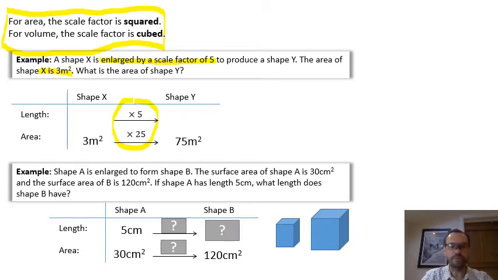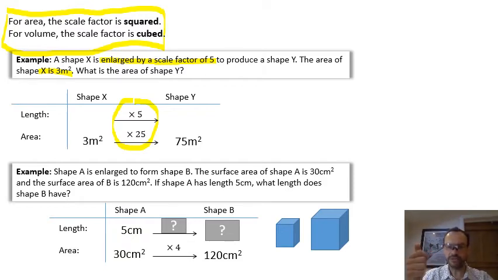The second one: shape A is enlarged to form shape B. The surface area of A is 30 and the surface area of B is 120. Right, so that's been multiplied by 4. Okay, so what do we know here? This time we have been told that the areas have been multiplied by 4.